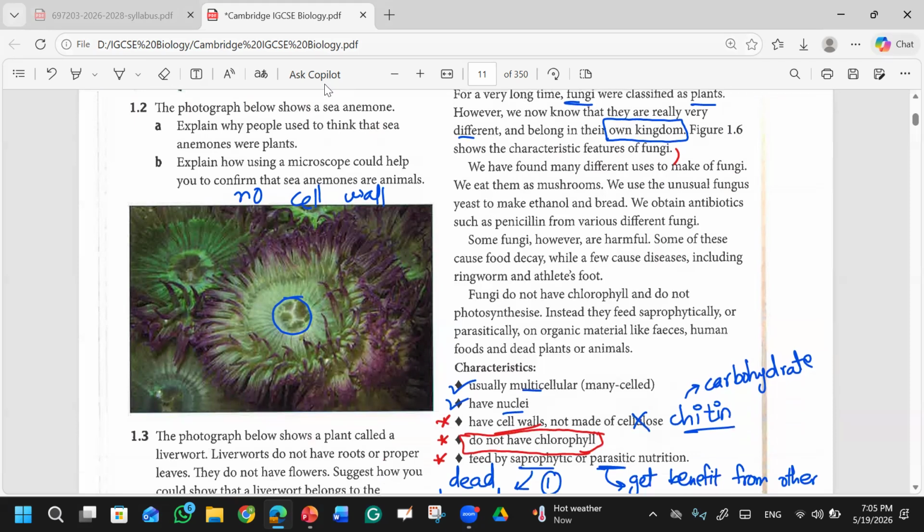We have found many different uses for fungi. Yeast is made up of fungi, the fungus yeast. We eat them as mushrooms. The mushrooms are fungi.